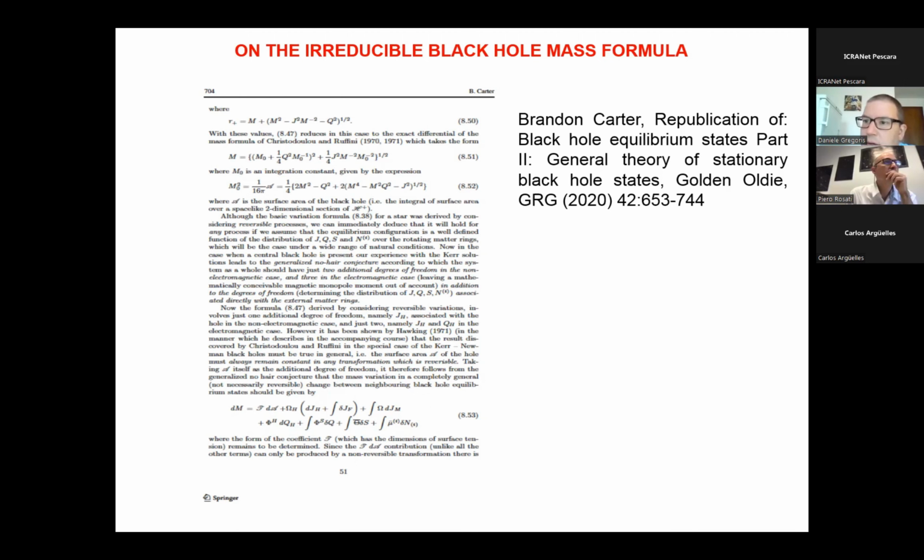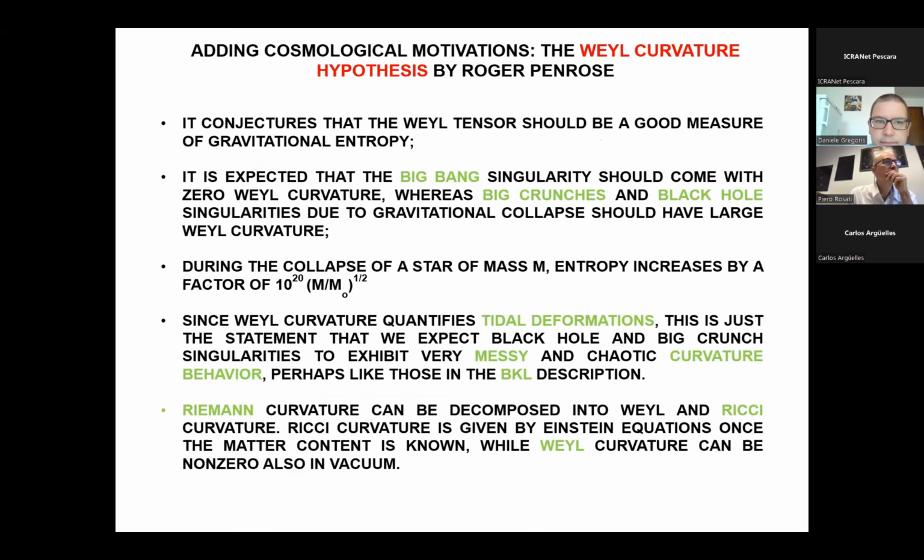Actually, I came across this republication of Brandon Carter's paper in 2020 as a golden oldie in the General Relativity and Gravitation journal, in which I found written black on white that the irreducible mass can be used as the first demonstration, even before Hawking's, of the fact that the area of the event horizon cannot decrease in time.